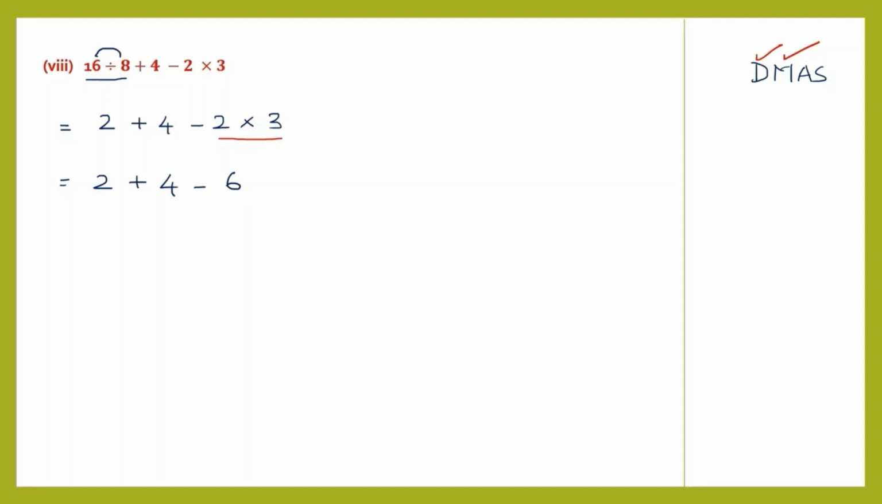Now we have only addition and subtraction, and addition has to be done first. So let's do that addition. So 2 plus 4 is 6. 6 minus 6. 6 minus 6 is 0. So this is our answer.